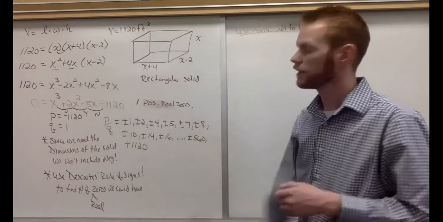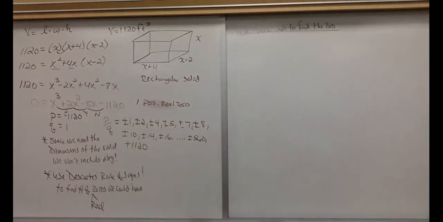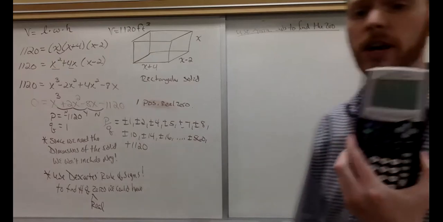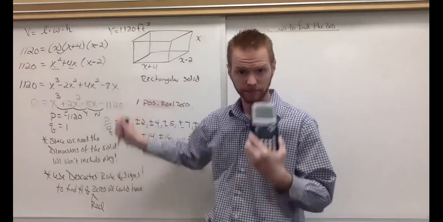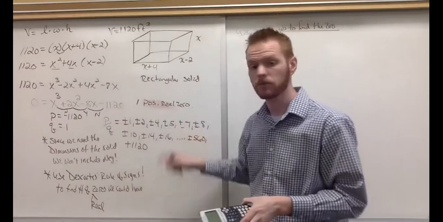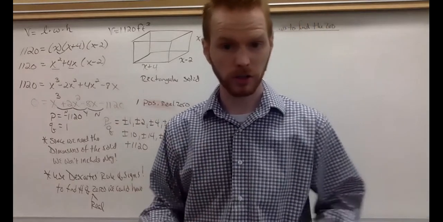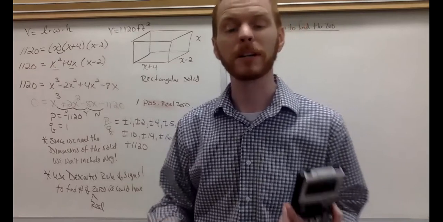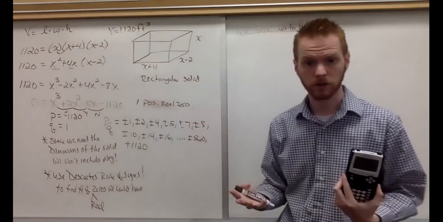Okay? Now, here's what I recommend. You have technology. You have a graphing calculator. What you could do is plug this into here, okay? And then look down your list and see which one of these gives you a zero. Very efficient, and I'm encouraging you to do that, okay? But if you didn't have this, you could use synthetic substitution to figure out if it works, okay?